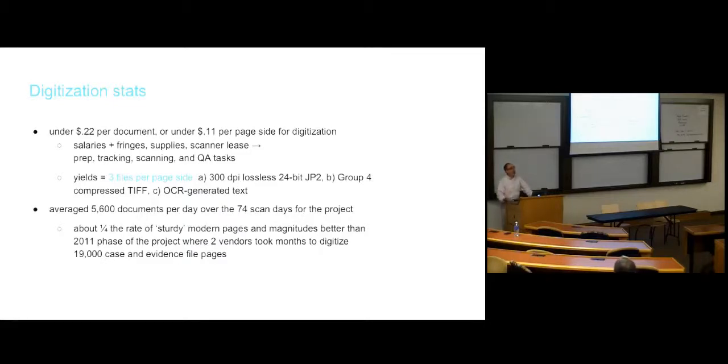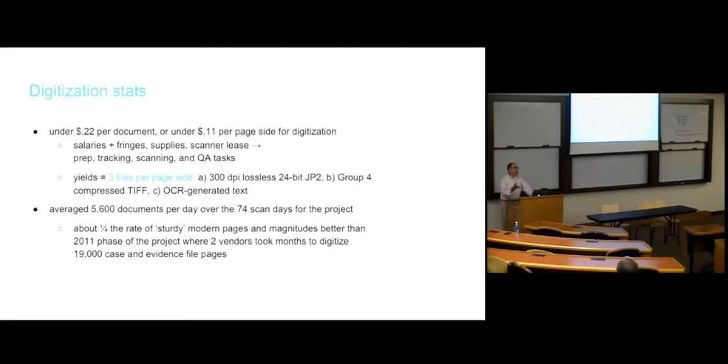So we had just one shift, one daytime shift, and people were working at the same time. John? What format are you using for image storage? JPEG 2000 with lossless compression at 300 pixels per inch. And then Group 4 compressed, same thing, 300 pixels per inch.